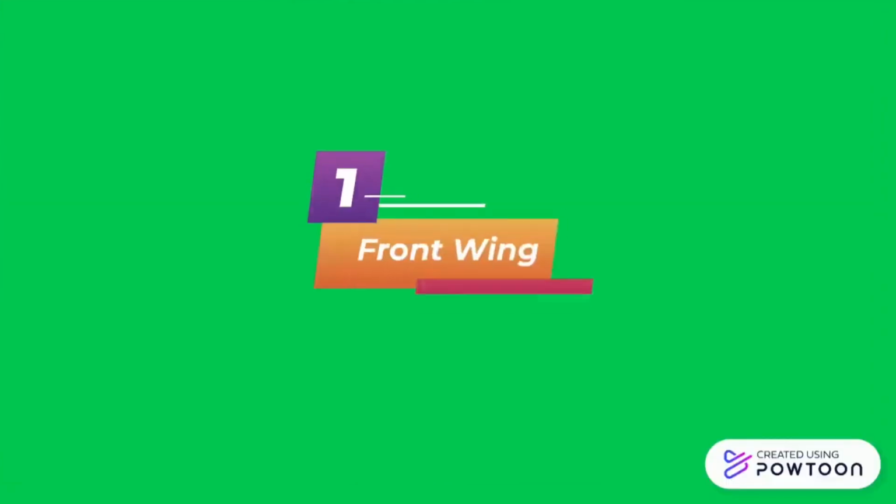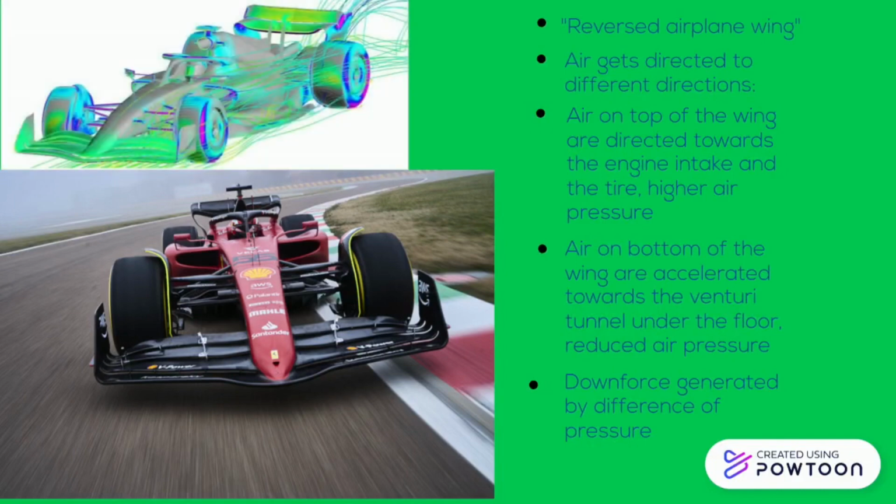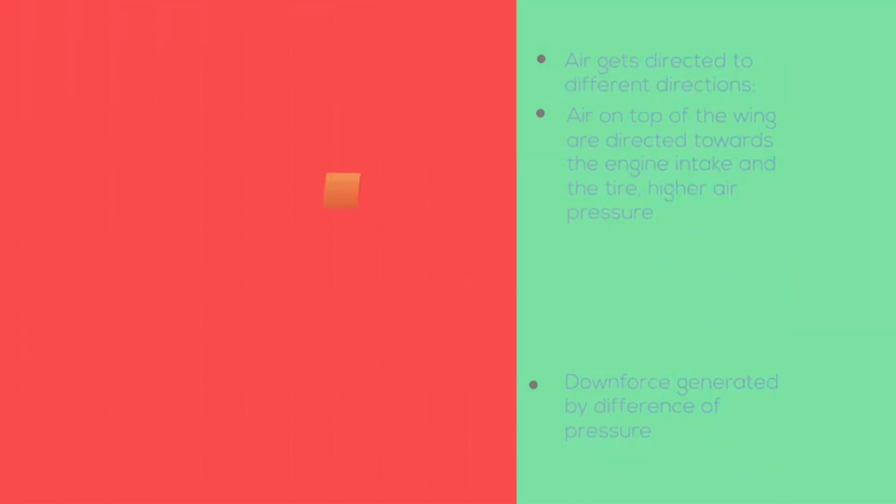We are going to talk about the front wing first. The front wing is basically like a reversed airplane wing. As the car is accelerating, air gets directed in different directions. On top of the wing, air is directed towards the engine intake and tires to cool them down. There will be higher air pressure on top of the wing because the air gets blocked and redirected. On the bottom of the wing, the air is accelerated towards the venturi tunnel on the floor, and it will reduce the air pressure under the wing, so the downforce is generated by the difference in pressure.